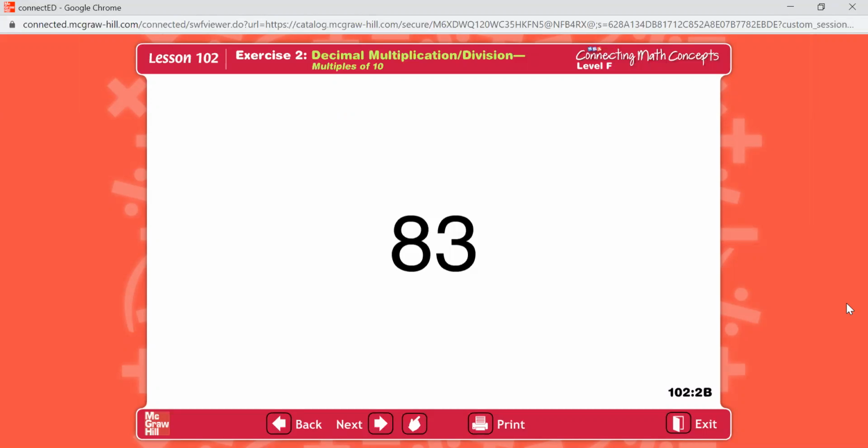Problem A, 125 thousandths. The directions in the parentheses say to multiply by 100. Figure out where the new decimal point will be and write the answer below. Pause the video now to work problem A.